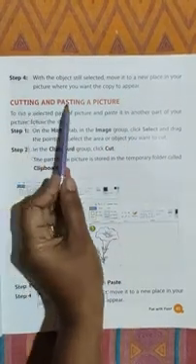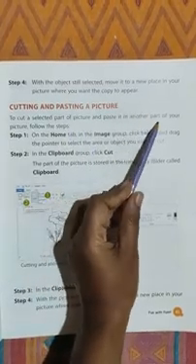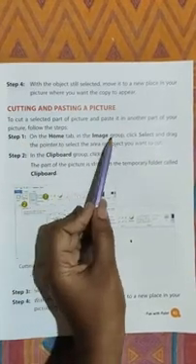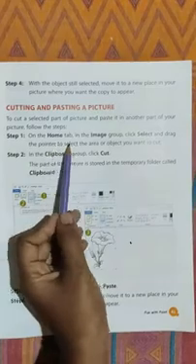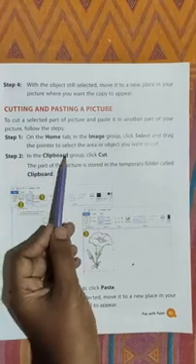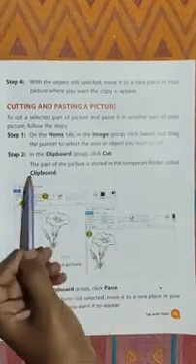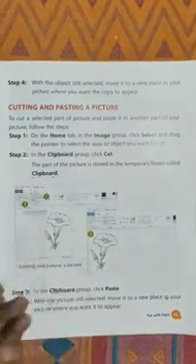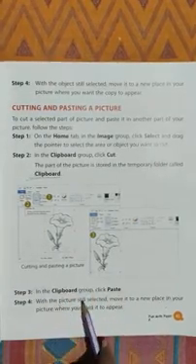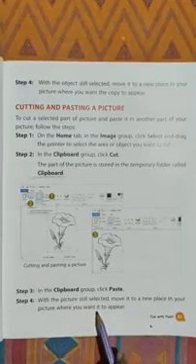Okay, now cutting and pasting a picture. To cut a selected part of the picture and paste it in another part of your picture, follow these steps. Step 1, on the home tab, in the image group, click select and drag the pointer to select the area or object you want to cut. Okay, now step 2, in the clipboard group, click cut. The part of the picture is stored in the temporary folder called clipboard. Okay, now step 3, in the clipboard group, click paste. With the picture still selected, move it to a new place in your picture where you want it to appear.